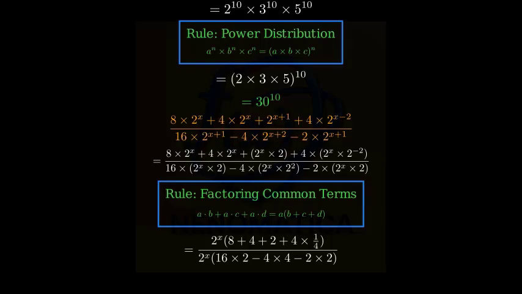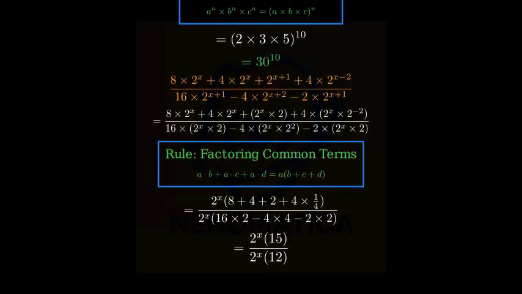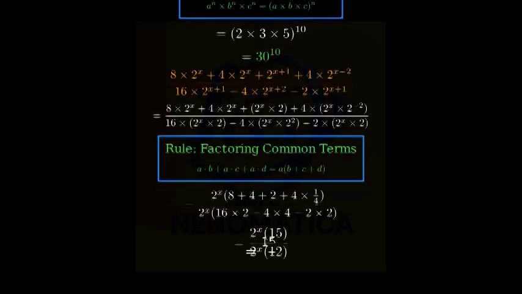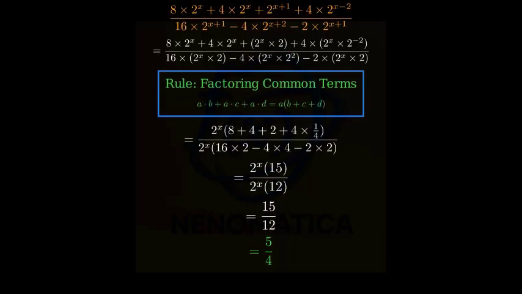Let's simplify the expressions inside the parentheses. In the numerator, we have 8 plus 4 plus 2 plus 1, which equals 15. In the denominator, we have 32 minus 16 minus 4, which equals 12. Finally, we can cancel the common factor of 2 to the power of x from both the numerator and denominator. This leaves us with 15 divided by 12, which can be simplified to 5/4.